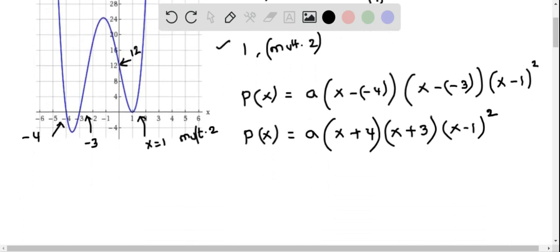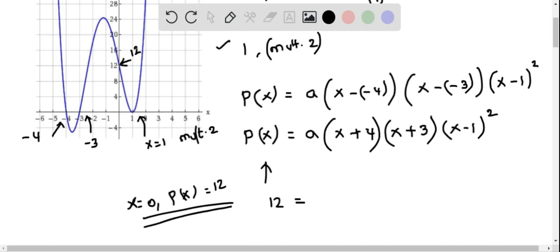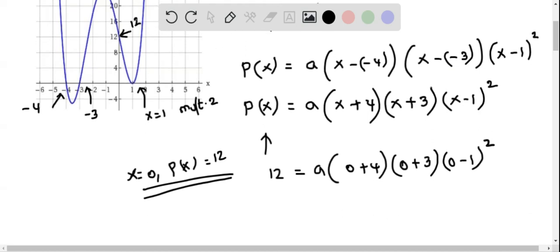So we have to plug in x equal to 0 and p of x equal to 12, because the y-intercept is 12. So replace p of x by 12, and also put x equal to 0 in this polynomial. So this is a times, replacing x by 0, 0 plus 4 times 0 plus 3 times 0 minus 1 quantity squared.